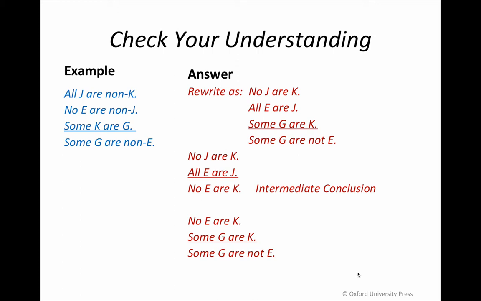The middle term, K, is distributed at least once, namely in the major premise. E, the major term, is distributed in the conclusion and in its corresponding premise. It's not the case that there are two negative premises. It is the case that there is one negative premise and one negative conclusion, and vice versa. And then lastly, we don't have a case in which we have two universal premises that, on the modern interpretation at least, require a universal conclusion.